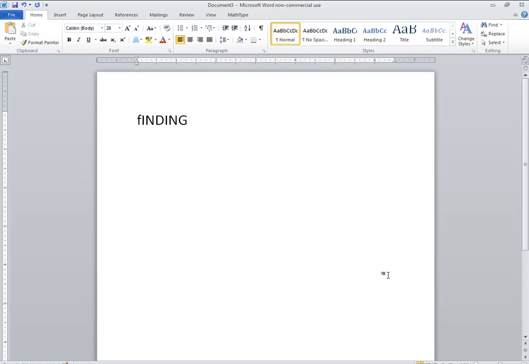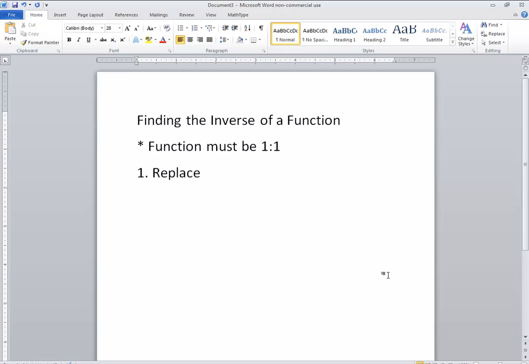So finding the inverse of a function. First off, put a note here. The function must be 1 to 1, or it doesn't have an inverse. Step 1. Replace f of x with y. Step 2. Interchange x and y. Swap them.